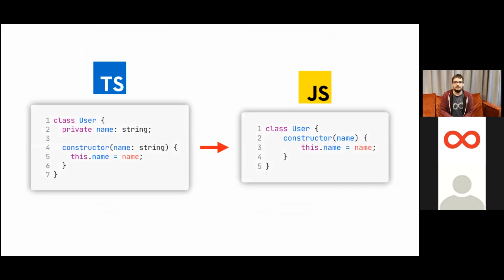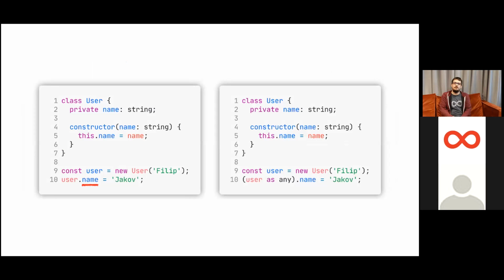If you look at the compiled JavaScript code based on this User TypeScript class, we will see that the property basically disappears and there is no mention of private. That is because private does not exist in JavaScript. So looking at this compiled JavaScript, you're thinking, okay, but what is stopping us from just reassigning this name from this class? And you can indeed do that.